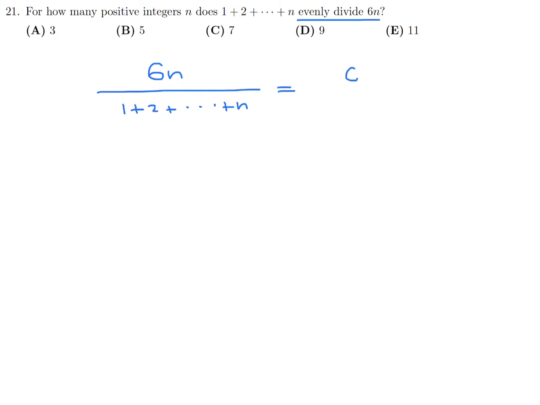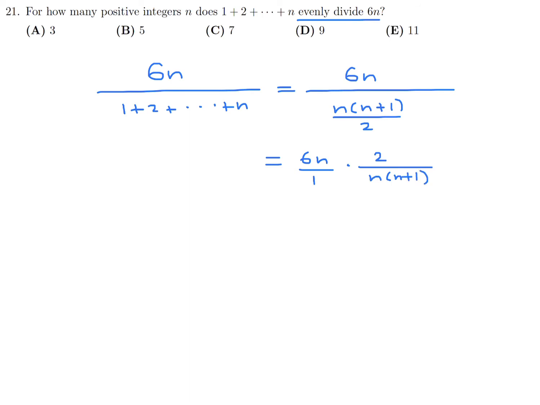Well, there's a formula, as I'm sure you may know. 1 plus 2 all the way up to n is n times n plus 1 over 2. So therefore this becomes 6n over 1, invert and multiply, n times n plus 1. And this becomes 12n over n times n plus 1. And therefore this becomes 12 over n plus 1, like that. And therefore we've got to figure out when is that an integer.